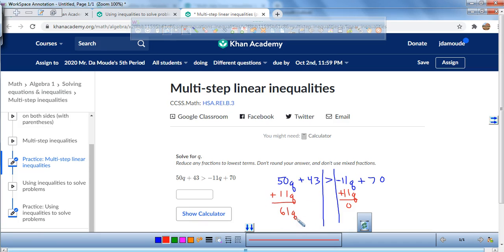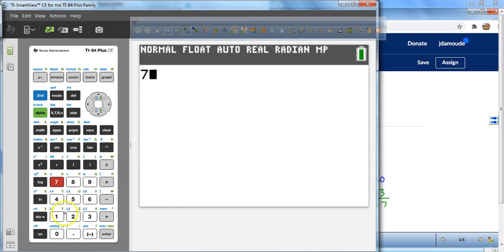When I've made a determination of keeping all of my variables on the left side of the inequality sign, then I need to move all of my numbers to the right side. So how do I get rid of 43? Got to find its additive inverse, which is negative 43. Whatever I do to one side, you have to do to the other side. So 70 minus 43, if you want to borrow, you got 27. If you have a calculator handy, you can just do 70 minus 43, and voila, there's a 27.